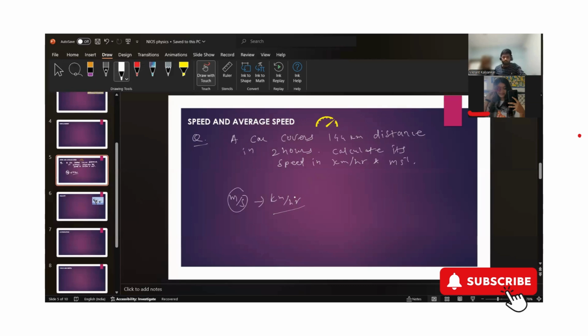So 144 kilometer per hour would be 40 meter per second. How? We divide the speed by 3.6. But why? I don't know. I heard this somewhere. Okay, no worry. Just pay attention here. Speed is equal to distance upon time. We have distance 144 kilometer and time is 2 hour. So you'll get 72 kilometer per hour.